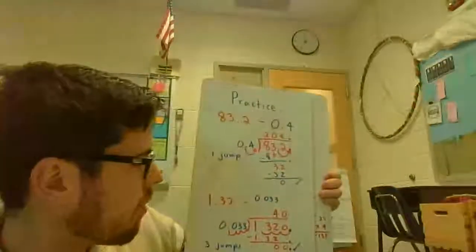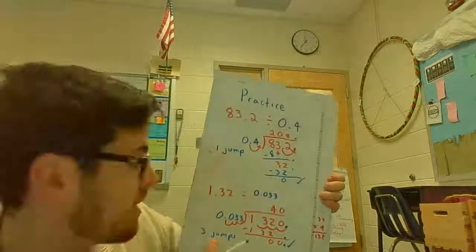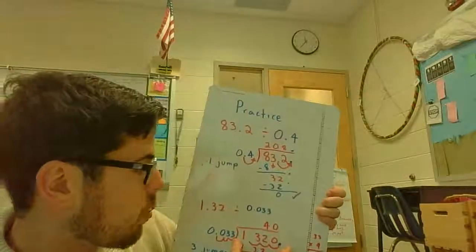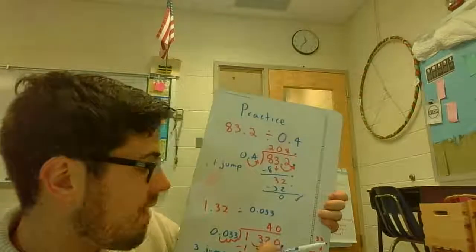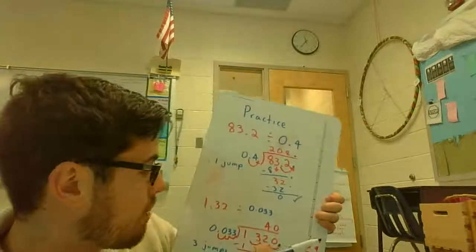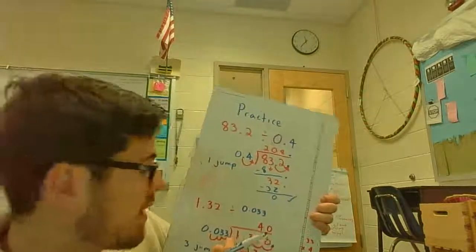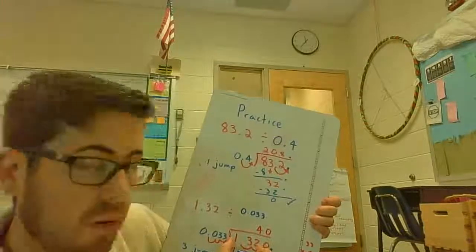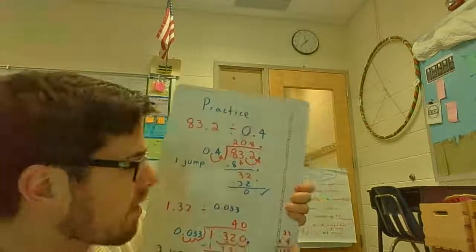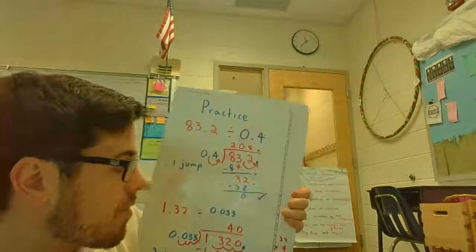All right, and then for our bottom one, we would do 3 jumps to make our divisor a whole number 33. And our 1.32 becomes 1,320. And now we can go ahead and go through our division. Now, 33 does not go into 1. It does not go into 13. It does go into 132. I thought 5 times, but that was too big. 4 times was the right number. It goes exactly 4 times to make 132.